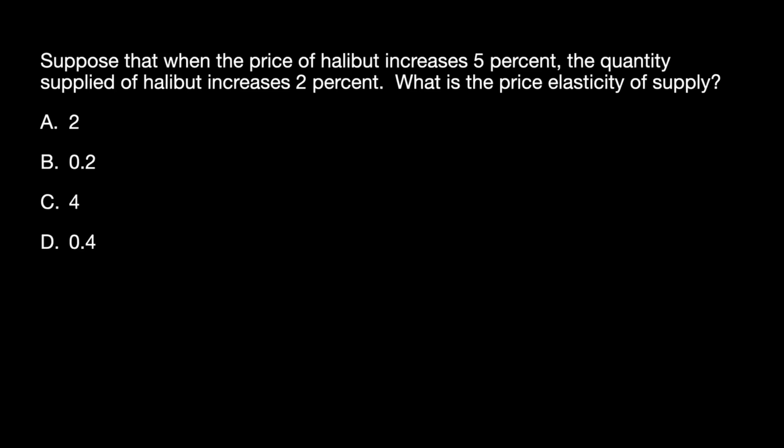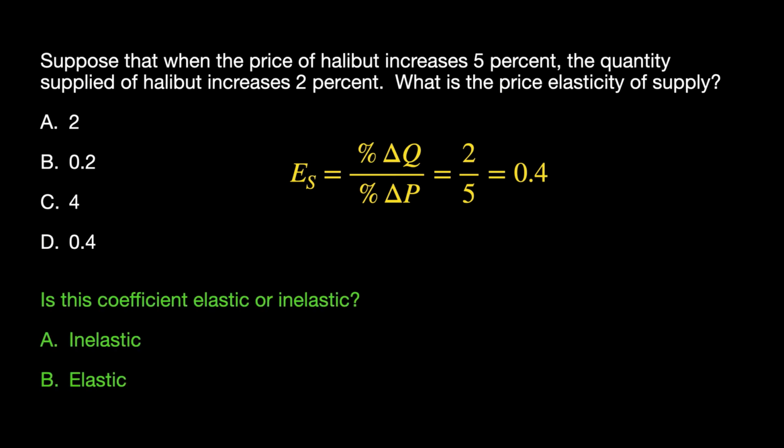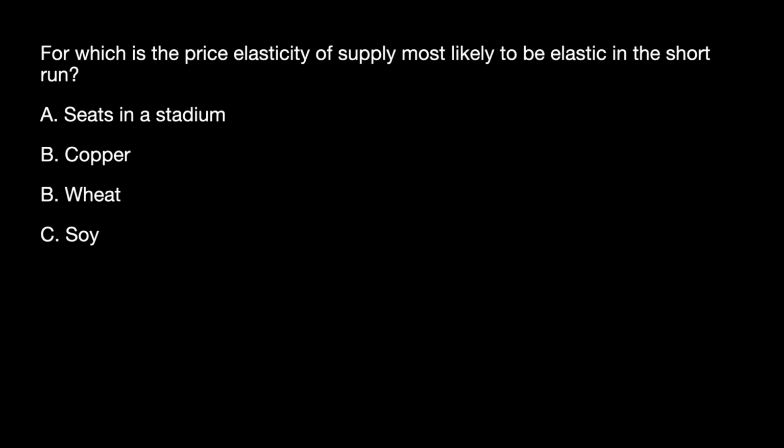Let's go ahead and work a problem. Suppose that the price of halibut increases 5%. The quantity supplied of halibut increases 2%. What is the price elasticity of supply? Plugging the values given in the problem into the equation for the price elasticity of supply, we get 0.4. The correct answer here is D. Is the coefficient elastic or inelastic? Inelastic. The coefficient is less than 1.